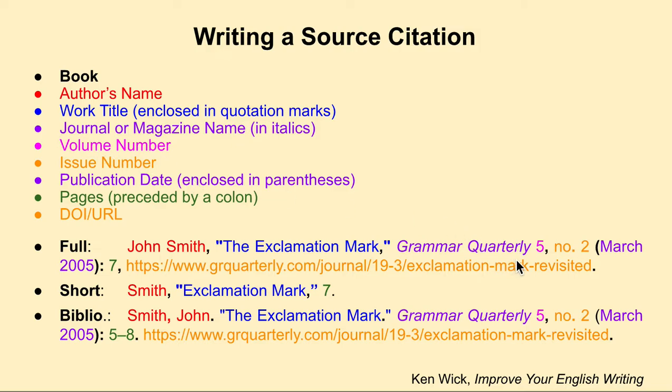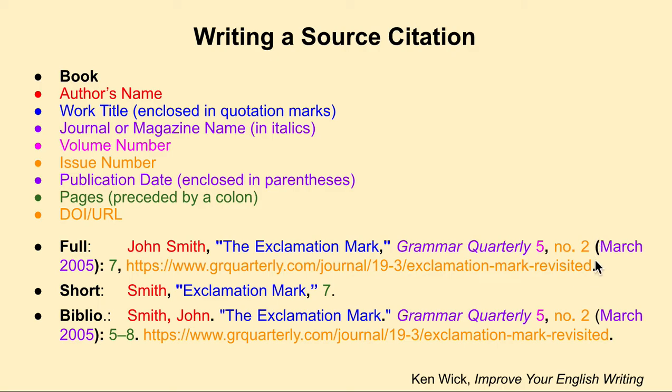This is color-coded. You have the volume number, comma, and then you have the issue number. So you have NO for number. So number 2. This is basically volume 5, number 2. That's what this is saying. Grammar Quarterly, volume 5, issue 2. That's how you format this.